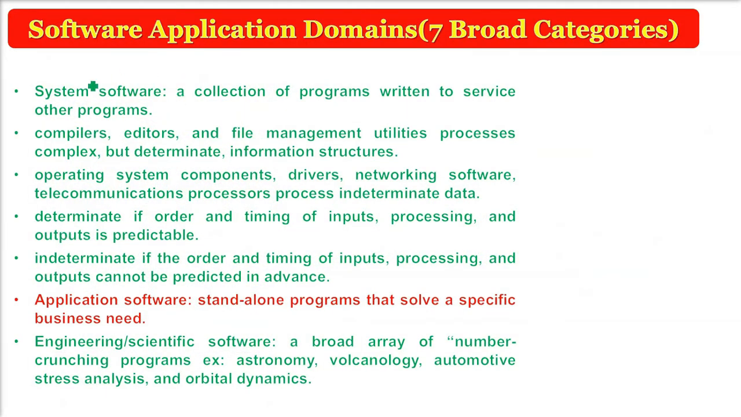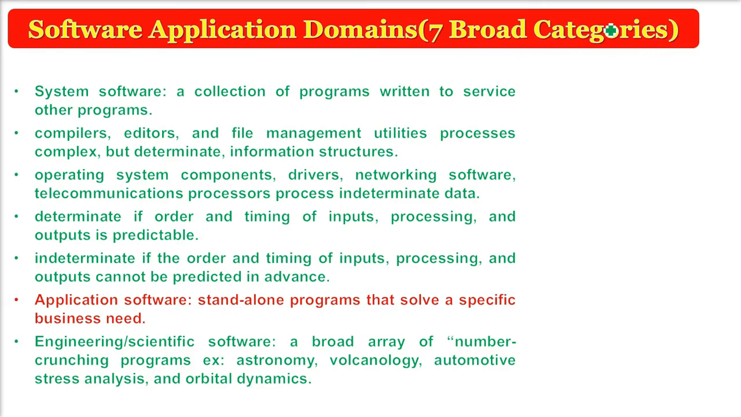So software is ubiquitous. That means it is everywhere. But if we want to divide it into certain categories, we can have 7 broad categories. These are called the application domains.